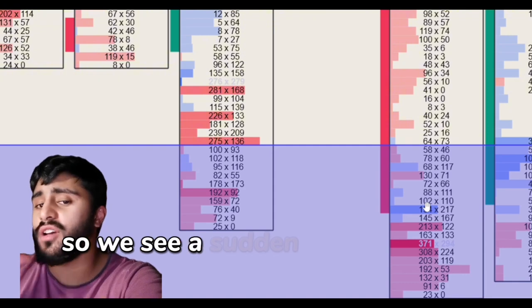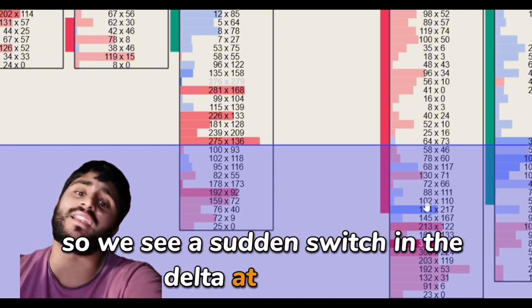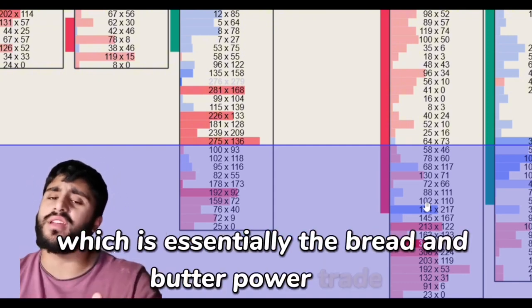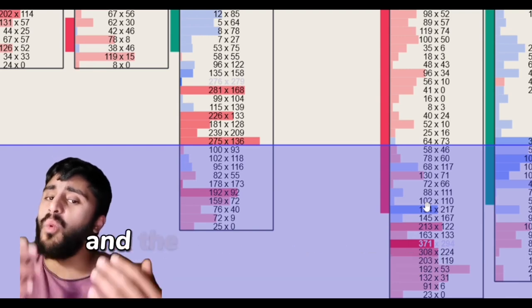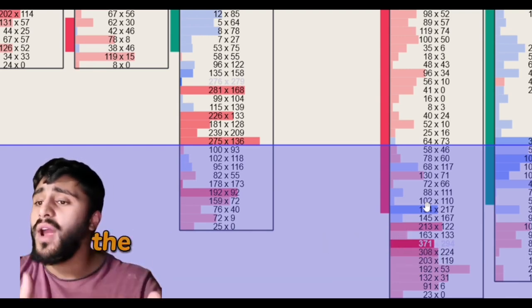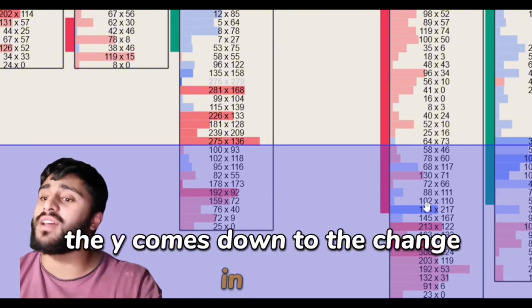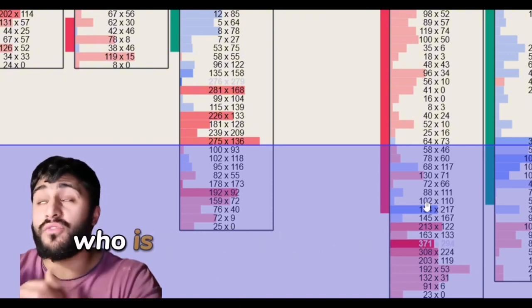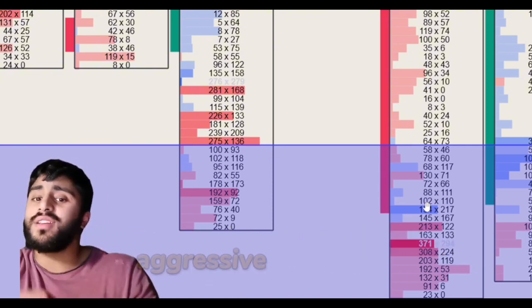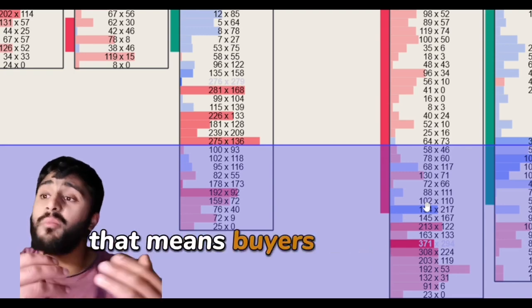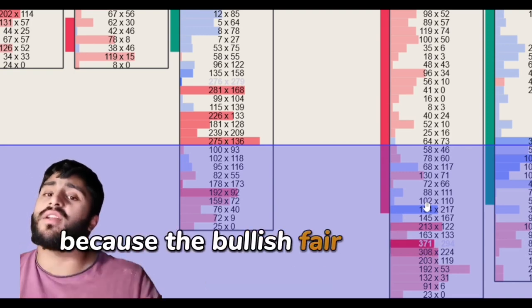So we see a sudden switch in the delta at key levels, which is essentially the bread and butter of how I trade. So location is fair value gaps, and the why comes down to the order flow. The why comes down to who is aggressive and who is passive. The why comes down to the change in delta and who is failing and who is being rewarded. Aggressive sellers fail. That means buyers are being rewarded because the bullish fair value gap is holding, right?